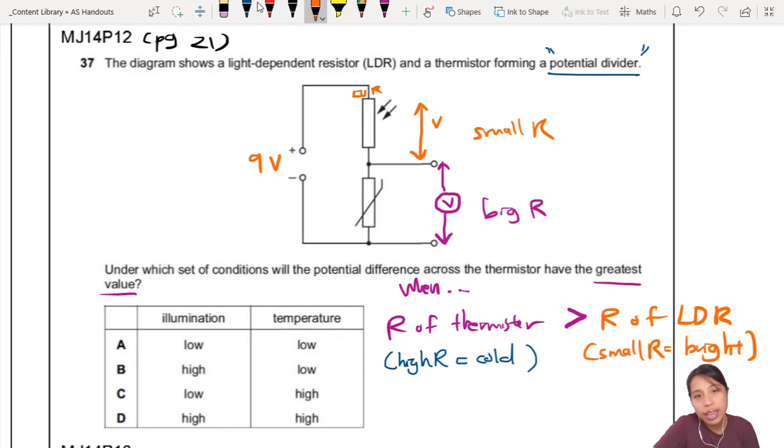So based on these ideas, now you go and see. Thermistor has to be cold, so temperature has to be low. So these two are out already. This one is wrong. LDR has to be bright, that means illumination must be high. So that leaves us with B. Not low, not low. And B is how you can decide this one.